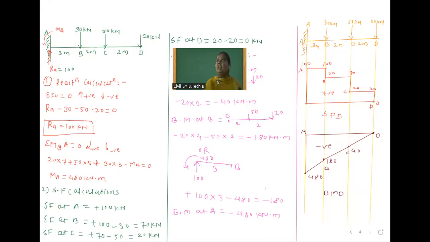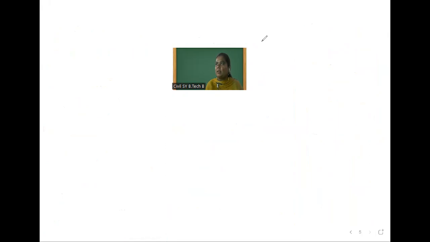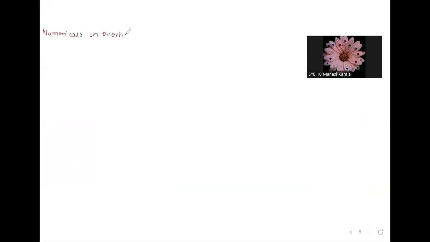Okay, next is overhanging beam. This is the last type of beam, overhanging, because simply supported we have solved, cantilever solved. Now overhanging we will solve. Please draw the figure. Before that, please write down: Numericals on overhanging beam.